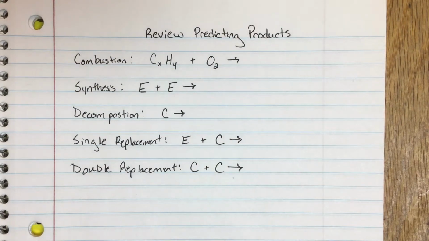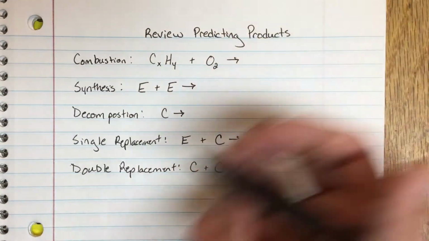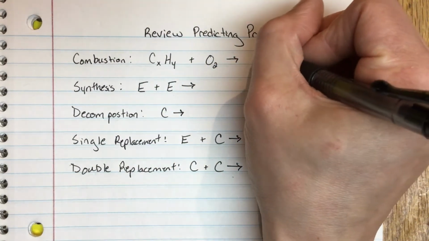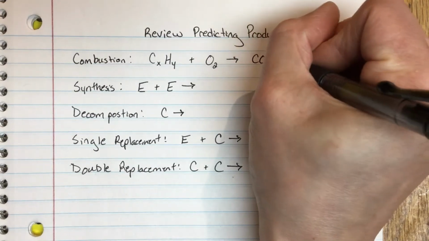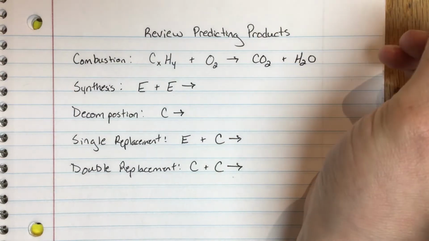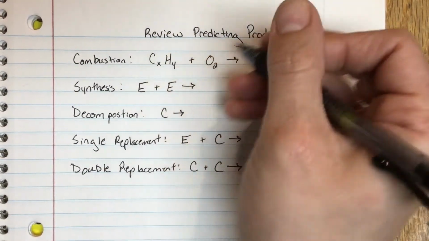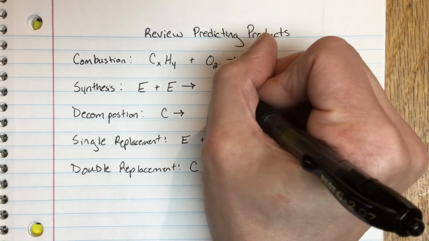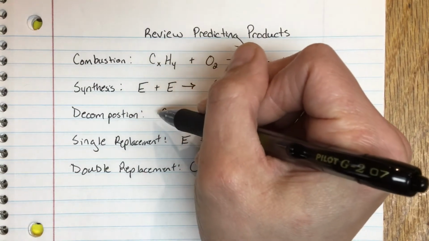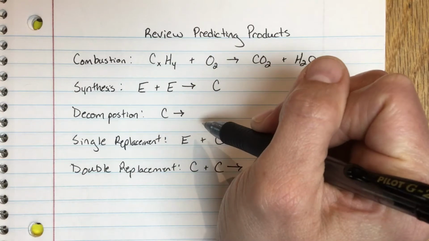Now, why is combustion so easy? Because when you're predicting products, it's always going to have the same 2 products, which is always going to be carbon dioxide and water. Now, when it comes to synthesis, because you have 2 elements, those 2 elements are going to crisscross together and create a single compound. Because decomposition is the opposite of synthesis, it means it's going to break into 2 things.